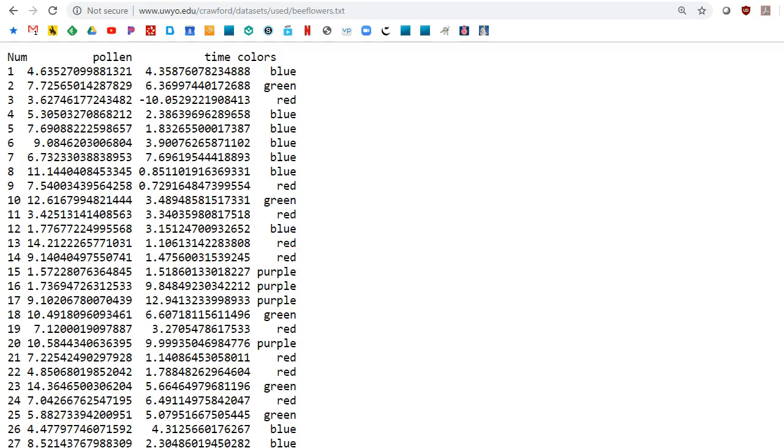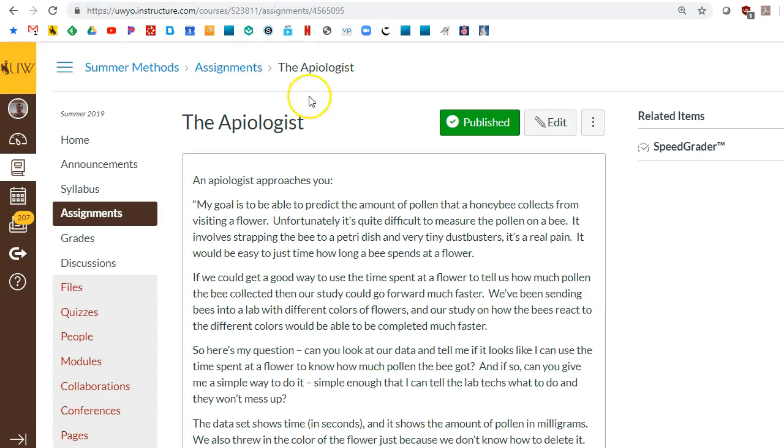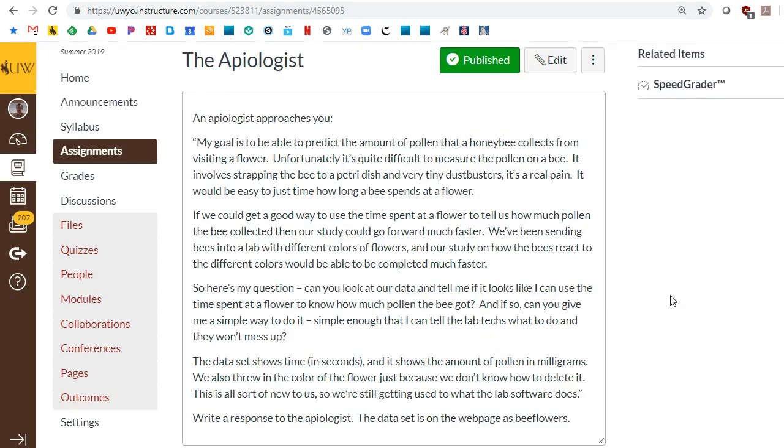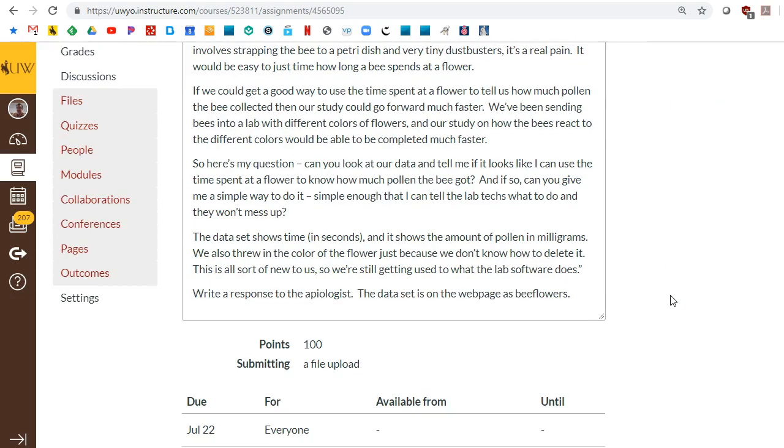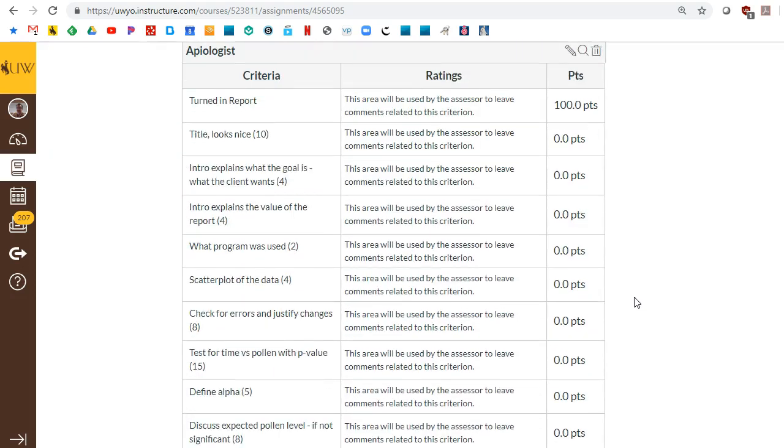There could be some errors in the data set. I'm not saying that any of them are actually visible on the screen right now. What does the apiologist want to do? They want to predict the amount of pollen because it's really hard to measure pollen on a bee. So if they give you this data set of bees that they have measured pollen and how much time that bee spent at the flower, can you get to where you just predict how much pollen is on the flower totally based off the time it's spent on there?